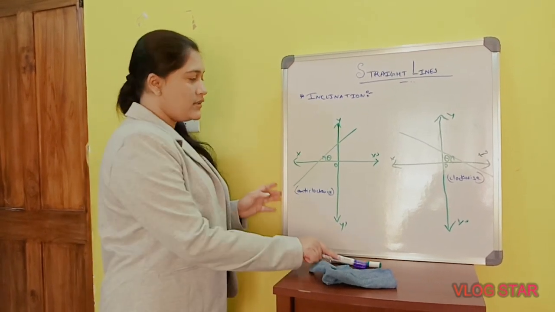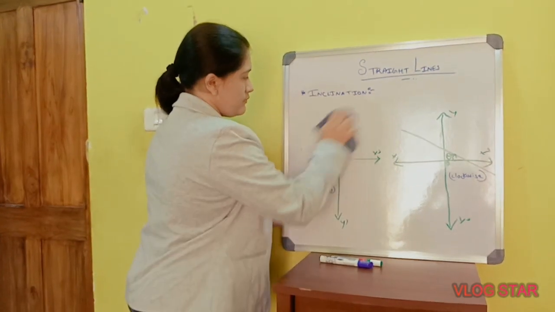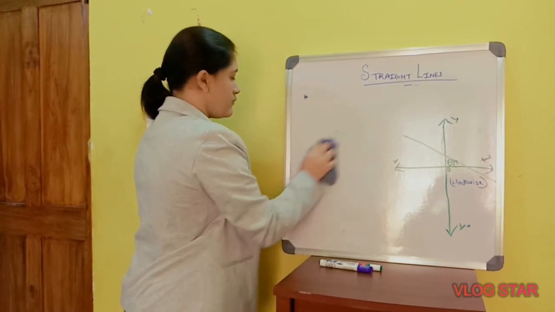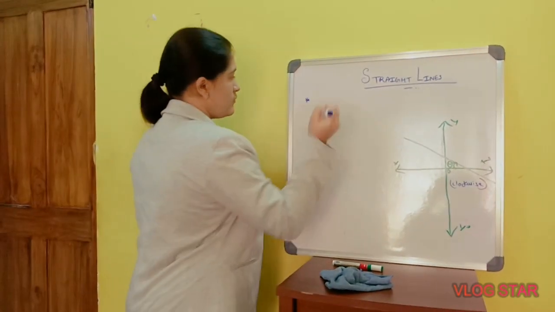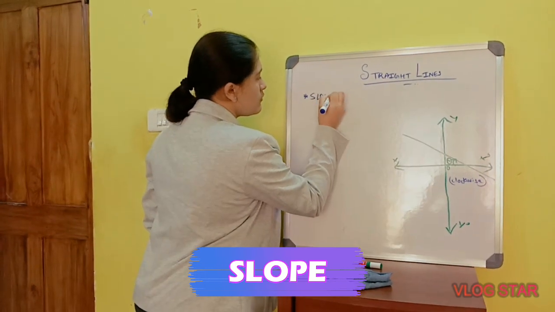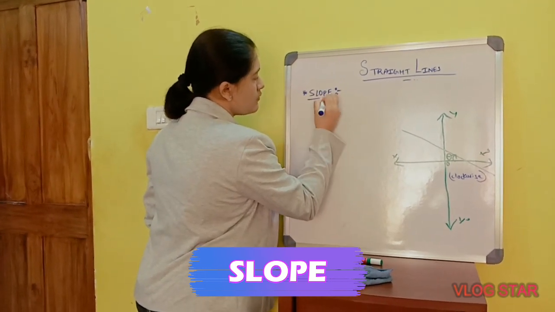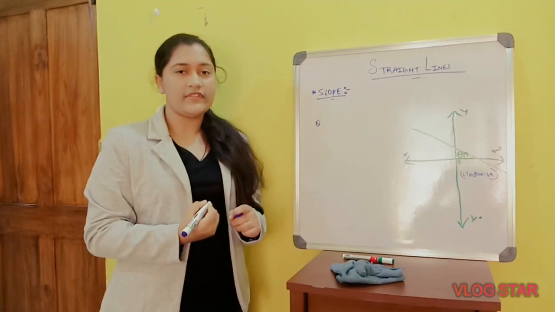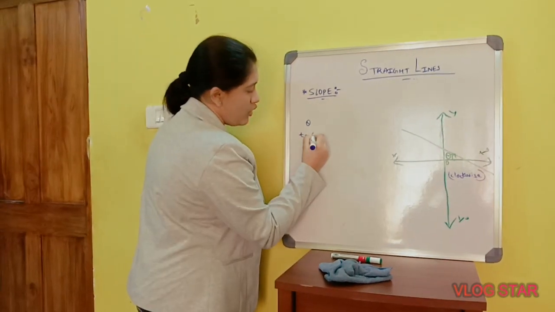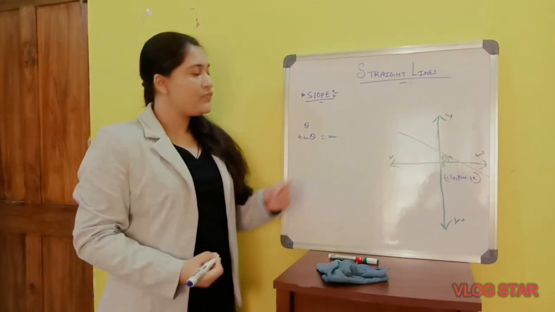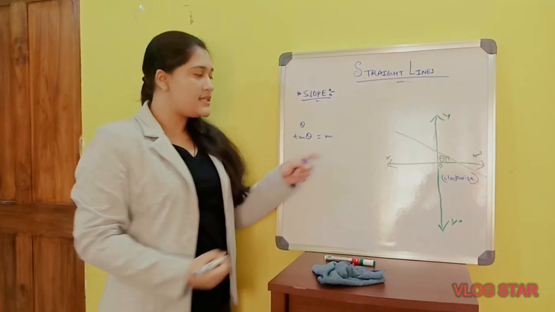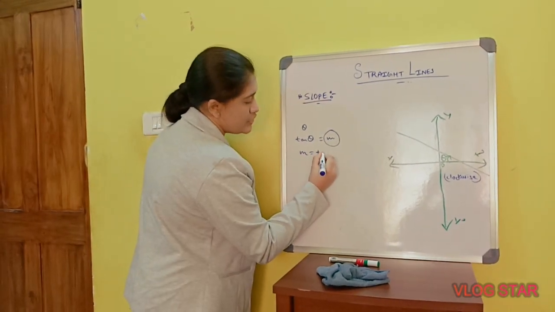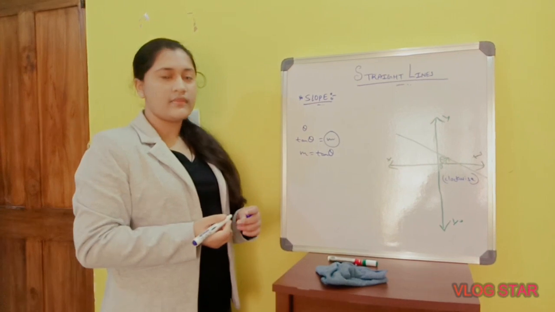Now next comes the slope. If angle theta is the inclination of the line, then tan theta is called the slope of a line. Slope of a line is represented by the letter m. So the general formula for slope of a line is m is equal to tan theta.